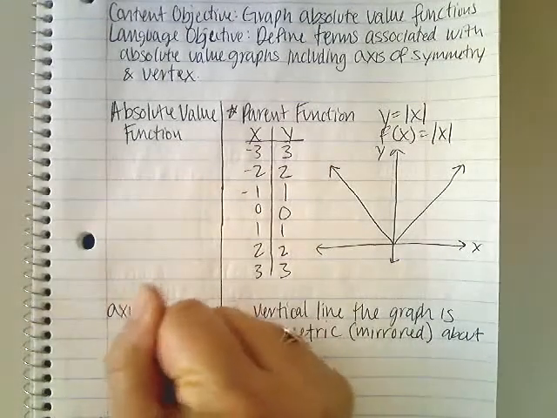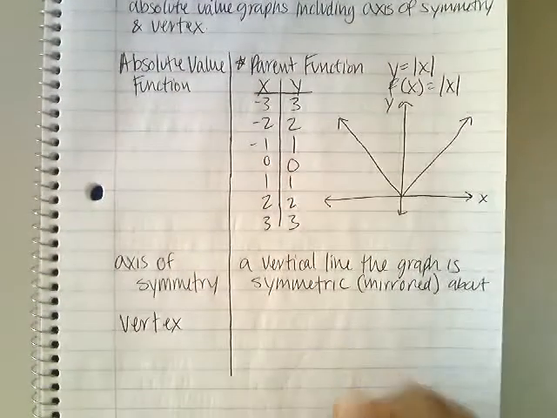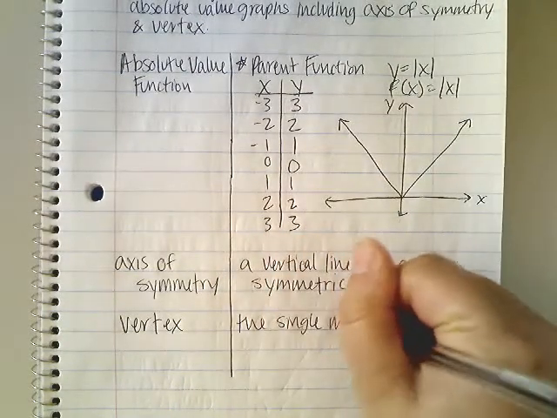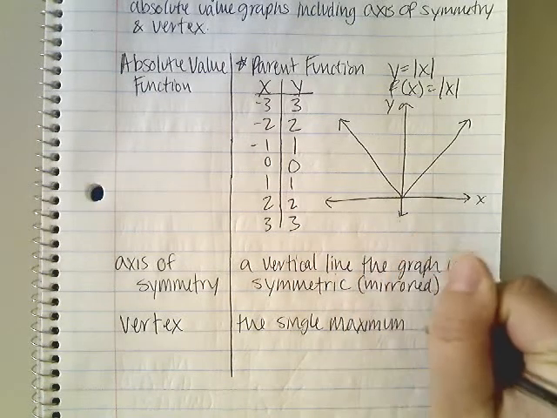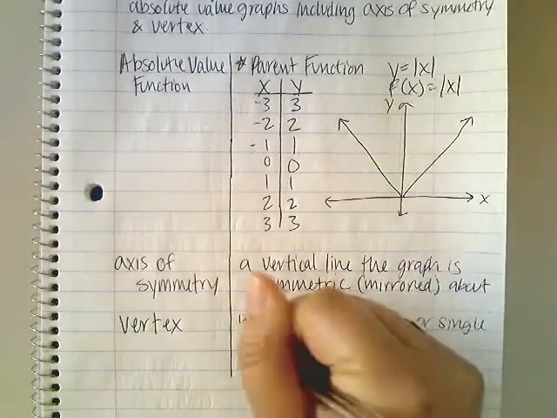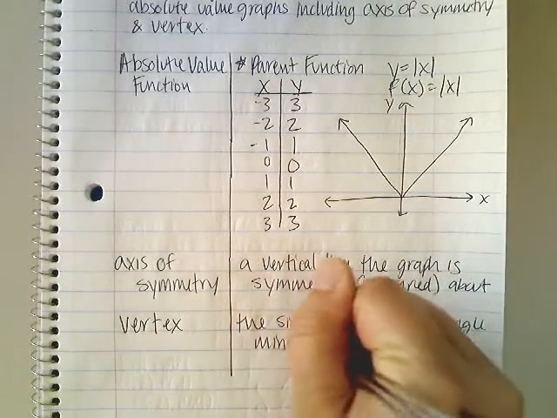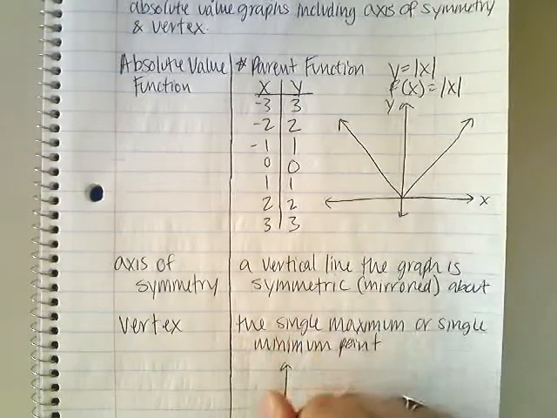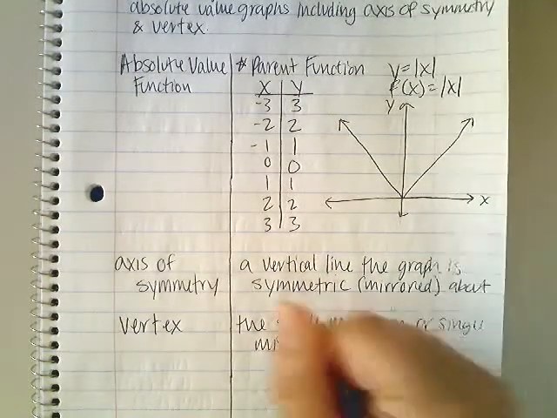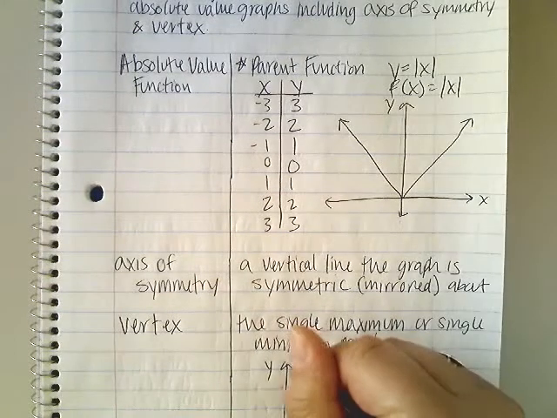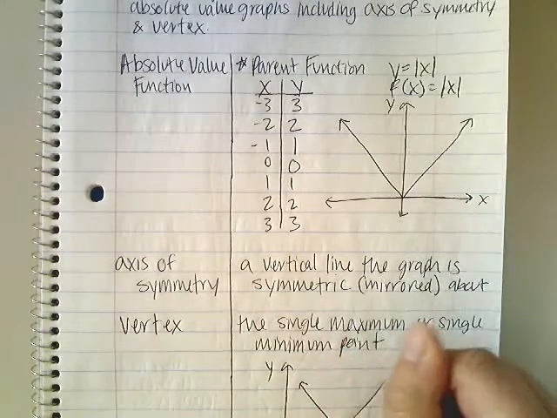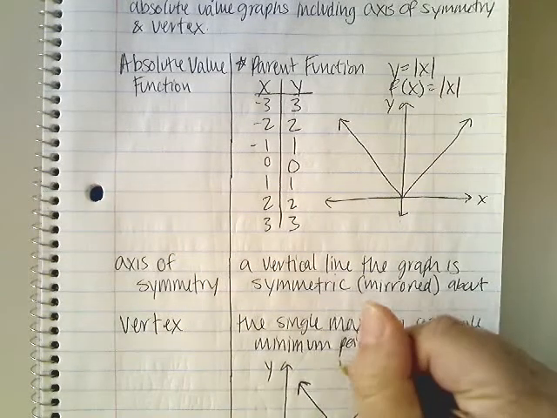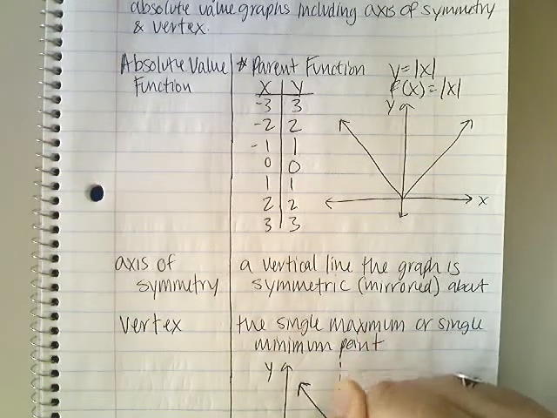But the other key term we need to know for absolute value functions is the vertex. And this is the single maximum or single minimum point. So if we quickly sketch another absolute value graph that's not just like our parent function, so I have my y and x axes. If I just draw another unspecified absolute value function, our axis of symmetry is this dotted line that I'm drawing here.